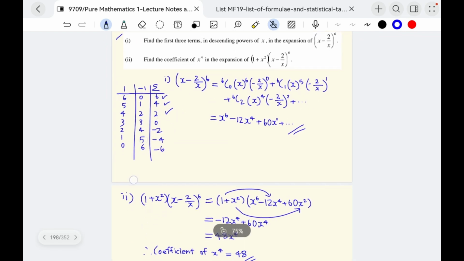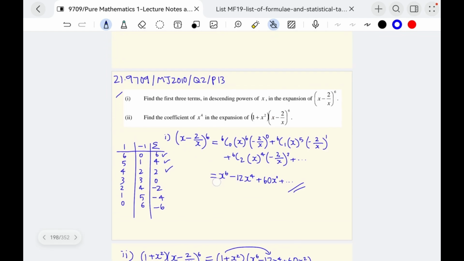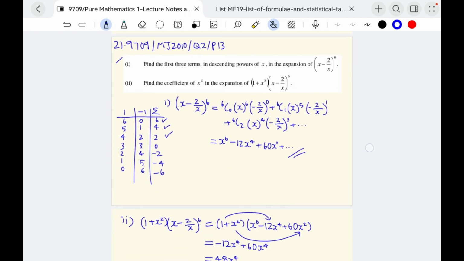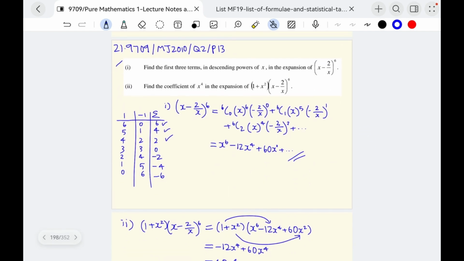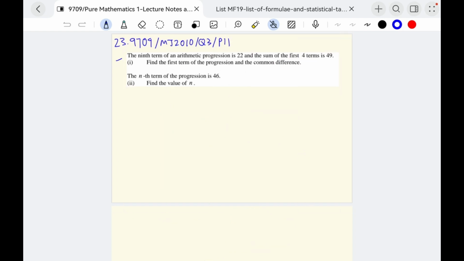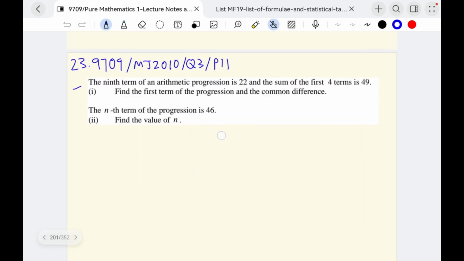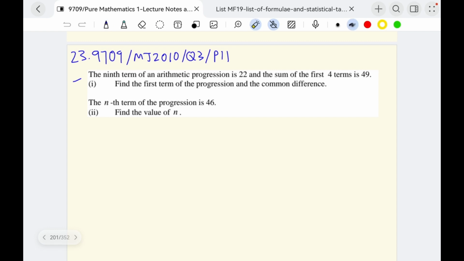So yeah, there's nothing to discuss about this question, because the question for binomial expansions requires you to be aware of the coefficients, as well as the degree. Alright, so let's move on to the next question. Okay, here comes the next question. It is about arithmetic progressions.